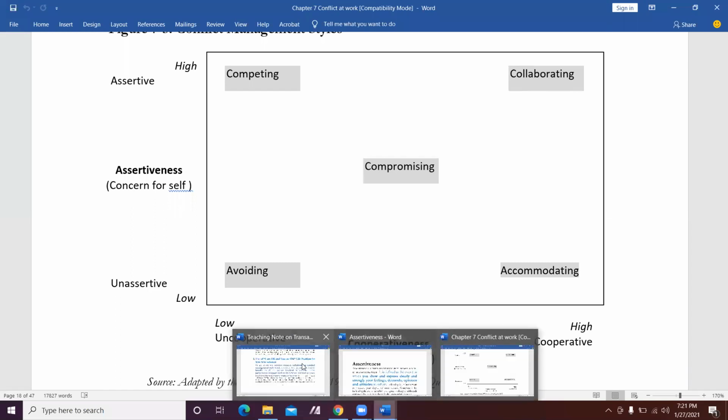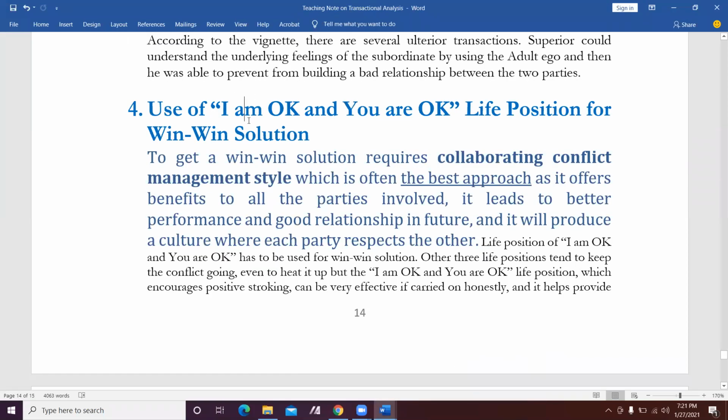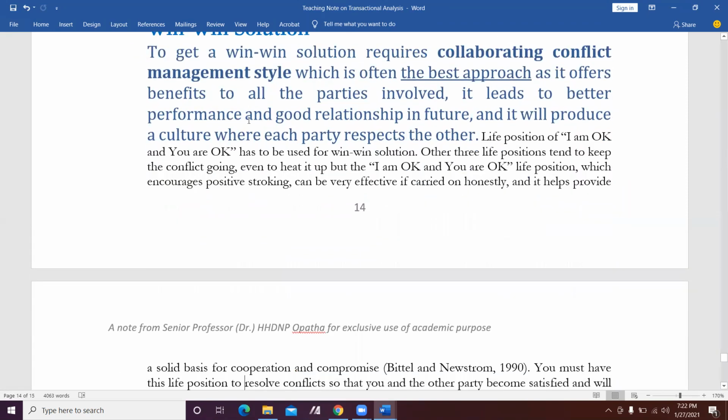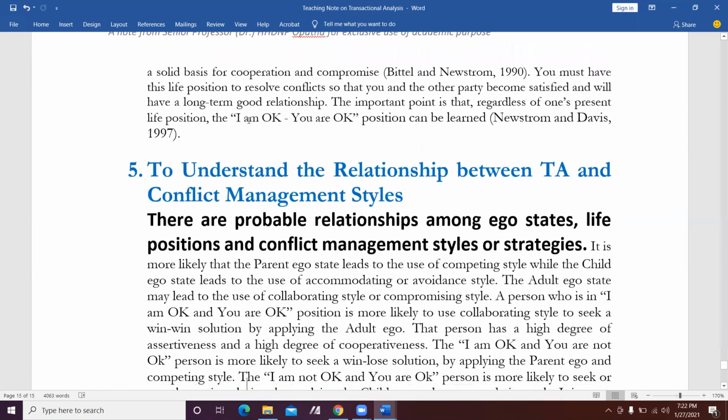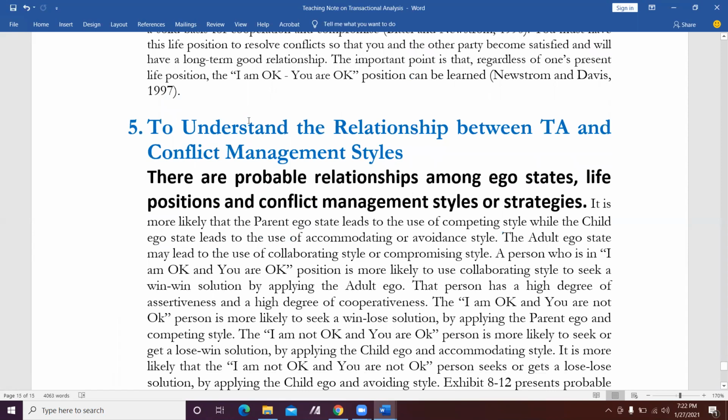Anyway, now I was teaching about this principle, right? Under applying transaction analysis, use of I am okay, you are okay life position for win-win solution. All right. Then the fifth one, to understand the relationship between transaction analysis and conflict management styles. I reminded the 5 conflict management styles proposed by Professor Thomas, right? There are probable relationships among ego states. Now there are 3 ego states: parent, adult, and child.